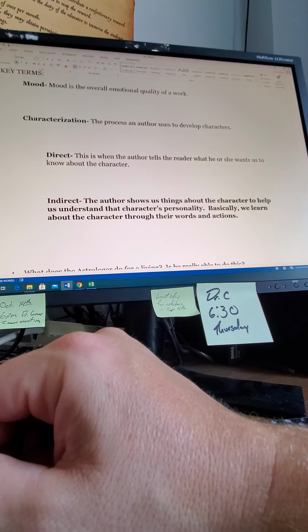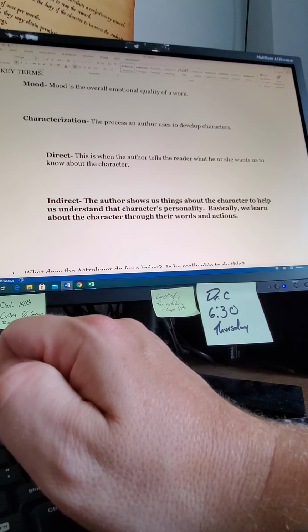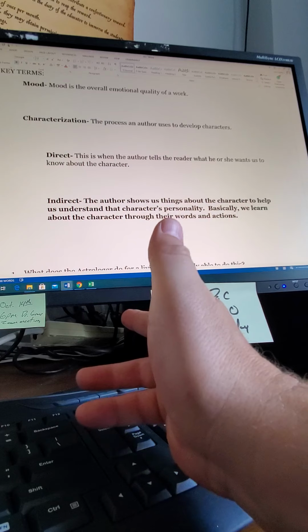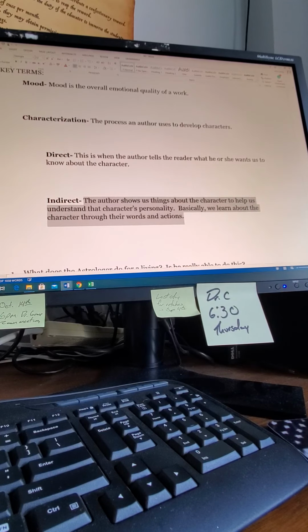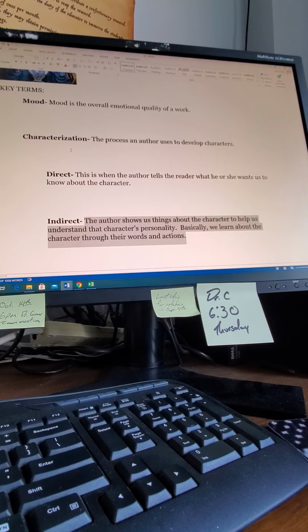So, the author shows us things about the character to help us understand the character's personality. Basically, we learn about the character through their words and their actions, rather than just being told. All right, now we got that stuff. Let's read An Astrologer's Day.